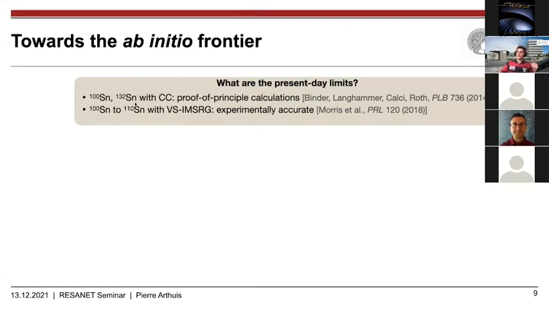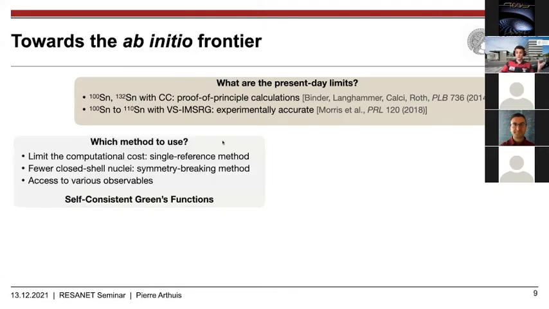We had first proof of principle calculations with coupled cluster on tin 100, tin 132, but those weren't really experimentally relevant. And more recently, in 2018, with valence space in medium SRG, the first really experimentally accurate result on the lower end of the tin isotopic chain from tin 100 to tin 110. So the tin isotopic line was very much the limit of what people were able to do. So we are thinking, okay, if we want to go as far, if not further than that, what should we use in terms of method?